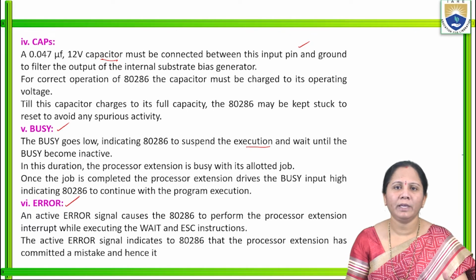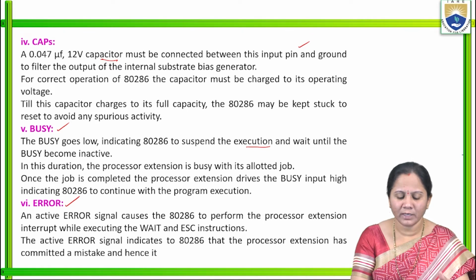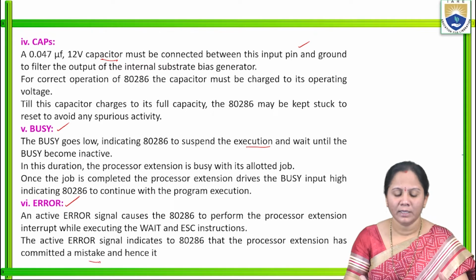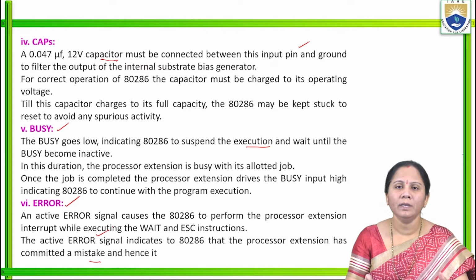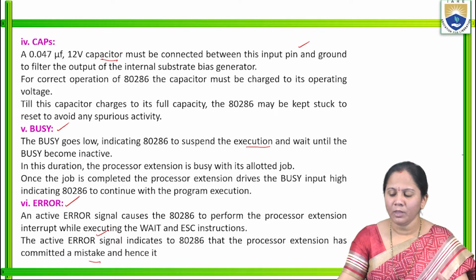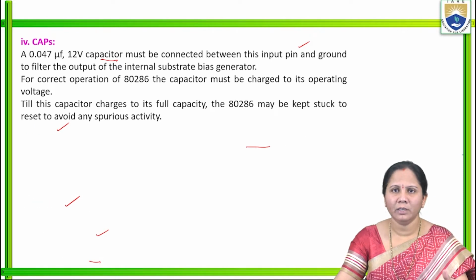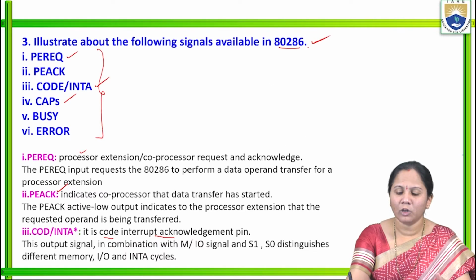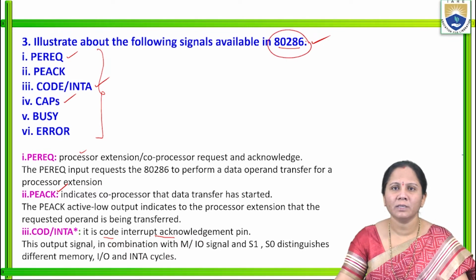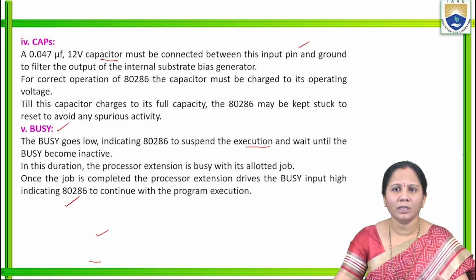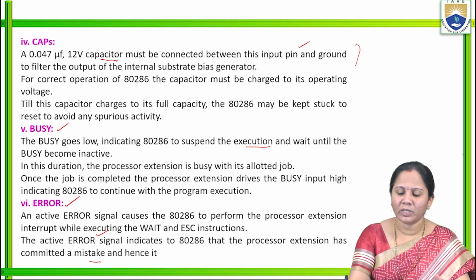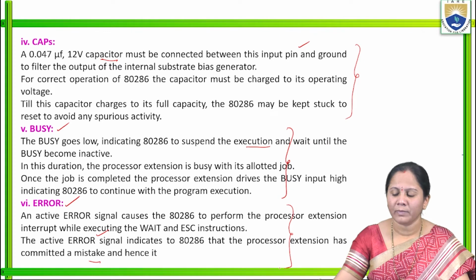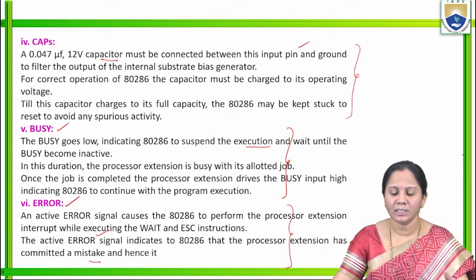So this signal will be enabled if there is any error during execution of the instructions. So if there is any mistake committed, then this error signal will be enabled. So all these are different pins that are present in this 80286 microprocessor. So considering all these pins, we have to write the function of each signal, so function of all those 6 signals in detail.